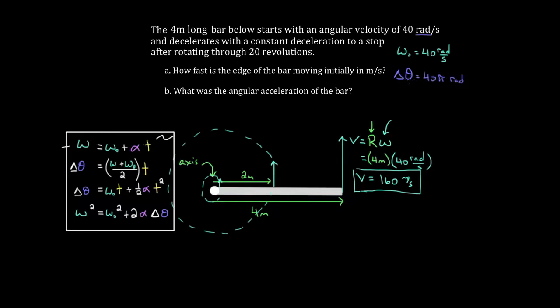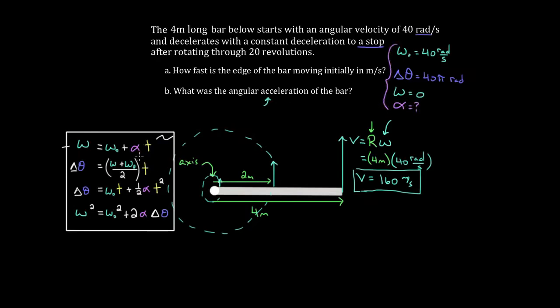What's our third known? You always need a third known to use a kinematic formula. It says it decelerates to a stop, which means it stops. That means omega final, the final angular velocity, is 0. And we want the angular acceleration. That's alpha. So this is what we want to know. We know the rest of these variables.